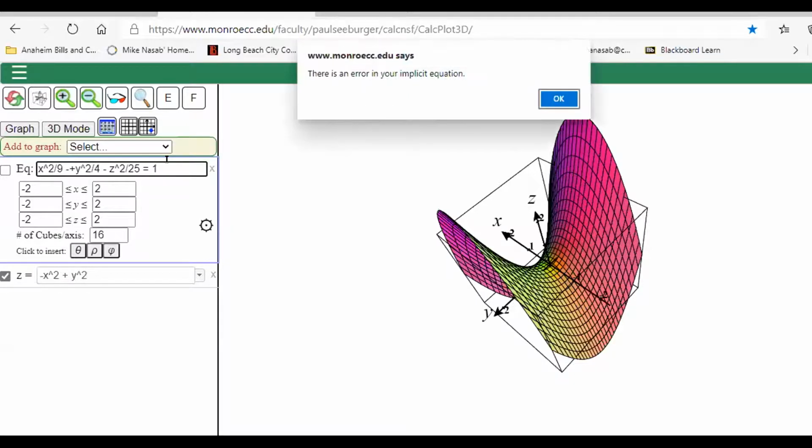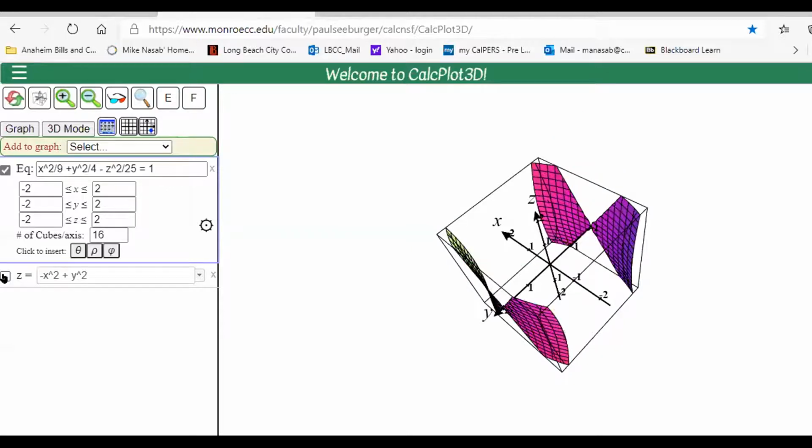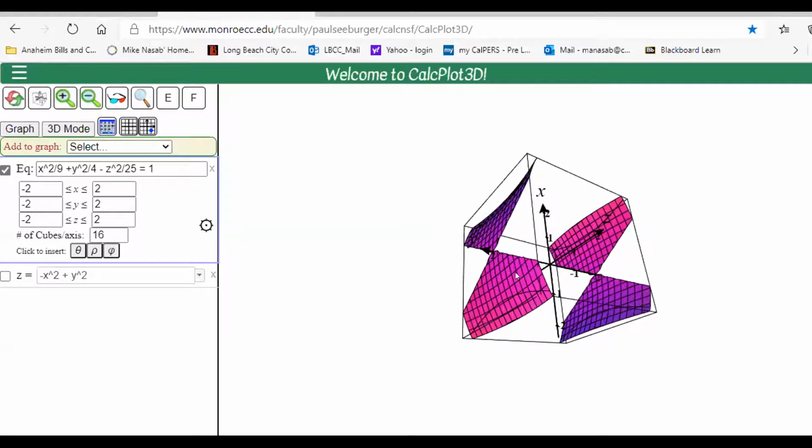And here we go. Hello. An error. What error? Oh, right here. Sorry. Let me take this out. Right, what happened here? That doesn't look like it. Do I have it correctly? X squared over 9, right? And z squared over 25 equals 1.